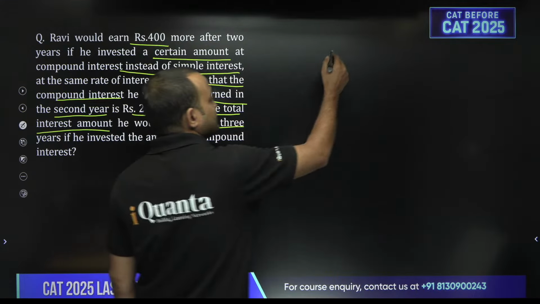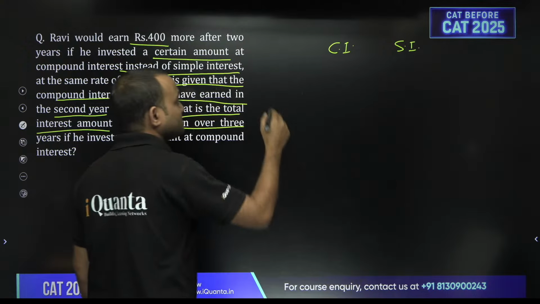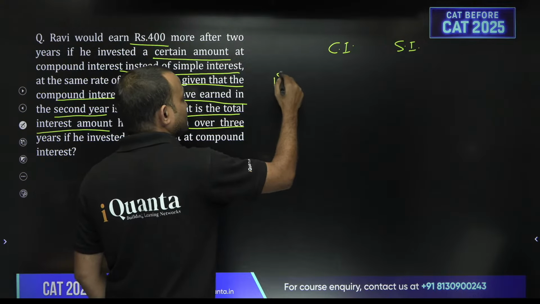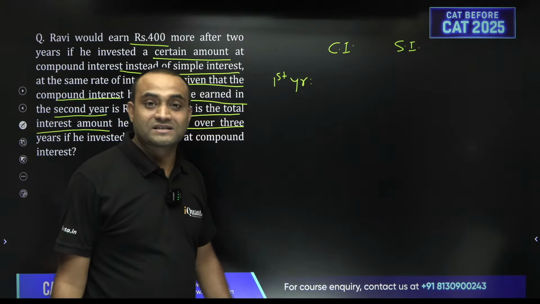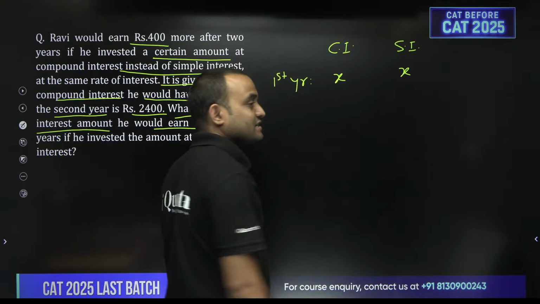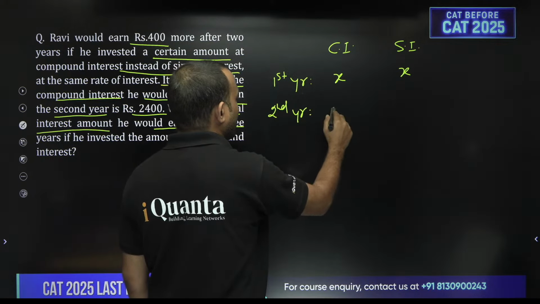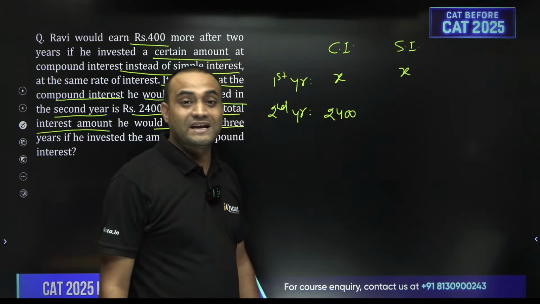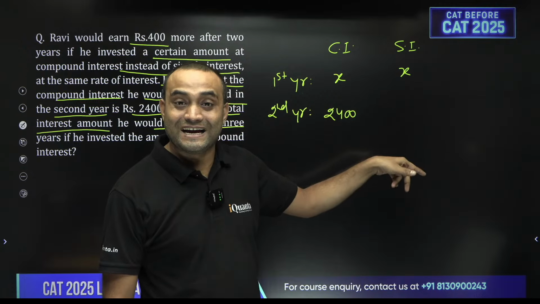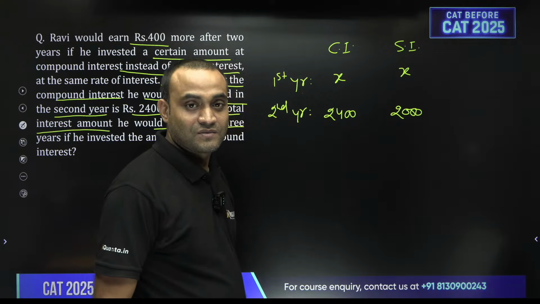So, what will be the compound interest and what will be the simple interest? For the first year, the compound interest and the simple interest will be the same. So, for the first year if it is x, simple interest will also be x, and for the second year the compound interest is given, which is 2400. Now, the difference is 400, which means for the second year the simple interest must be 2000, right? It will be 2000.